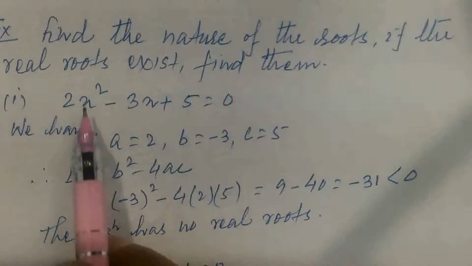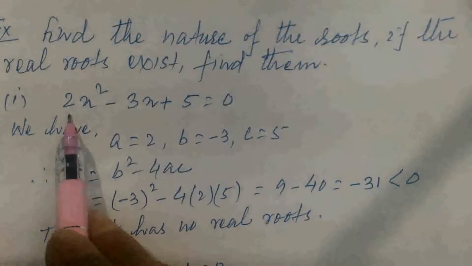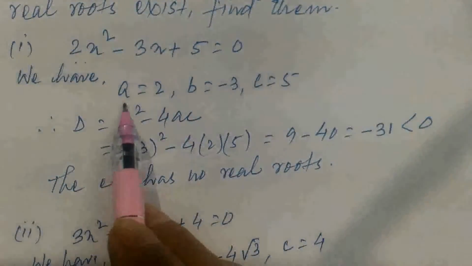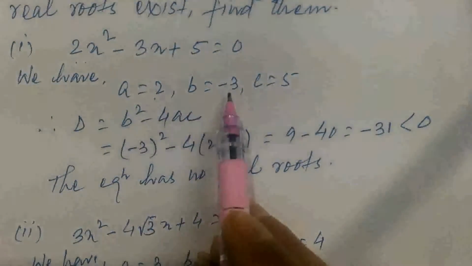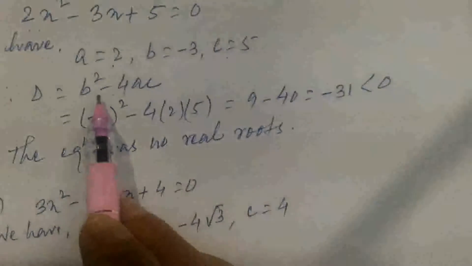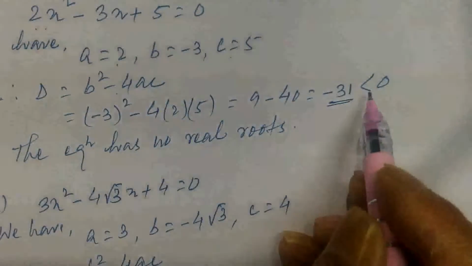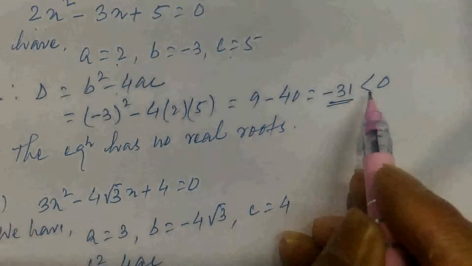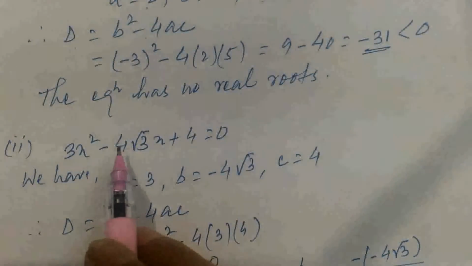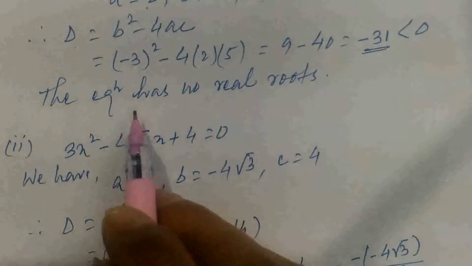Find the nature of the roots if the real roots exist and find them. So we are having an equation 2x² minus 3x plus 5. Again, by comparing, we'll get the value of a as 2, b as minus 3 and c as 5. We'll find out D. So after evaluating D, you are getting that it is minus 31. So minus 31 is a negative number, less than 0. So we will say the equation has no real roots. So we will not go for finding out its root.